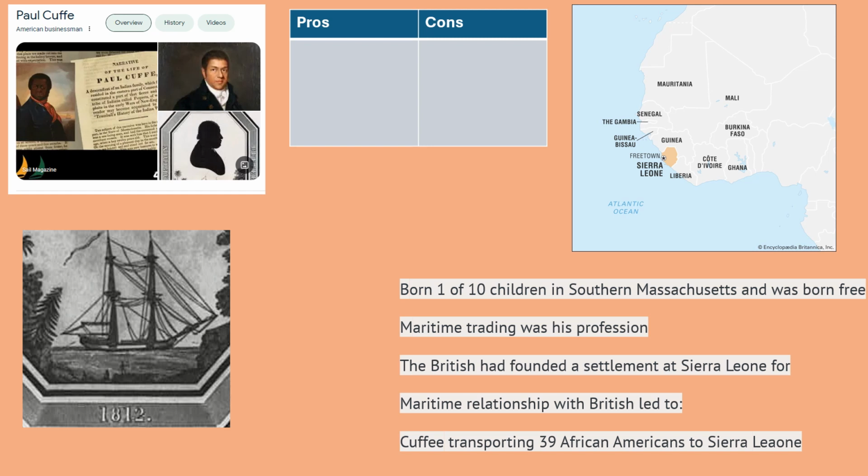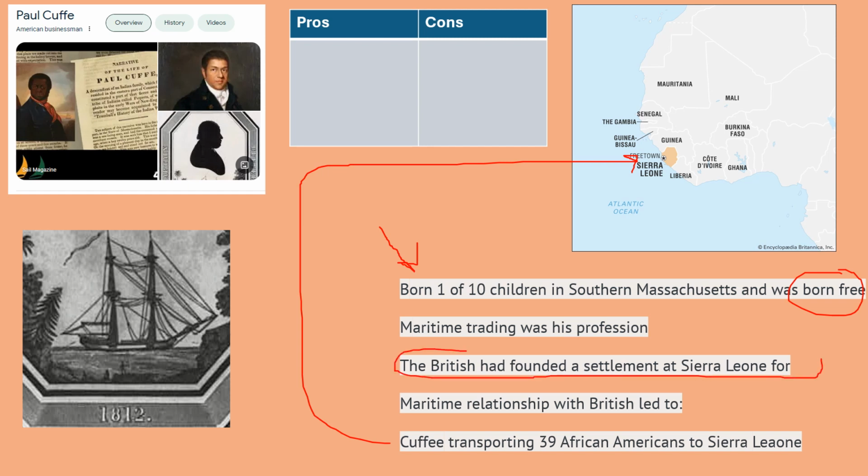So here we see the story of Paul Cuffe. And we want to look at the pros and cons. Here's some basic information on his life. Keep in mind, he's born free. And what he's trying to do is take Africans to Sierra Leone. So you want to determine what the pros and cons are of this particular strategy. Is this going to solve the problem? Keep in mind that there is already an established British settlement in Sierra Leone, which is why this particular location is being selected.